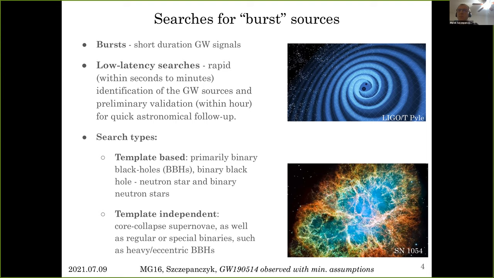We have two search types for the burst sources. One is the template based, when we know exactly what we are searching for, and we are searching primarily for binary black holes, or black hole neutron star mergers, or the systems of binary neutron stars. And we have also searches that do not assume the shape of the waveform. Prime examples are core collapse supernovae, but we can also have some binaries that are special. We can have very heavy binary black holes. We can have eccentric binary black holes, and we cannot predict basically all the source types.